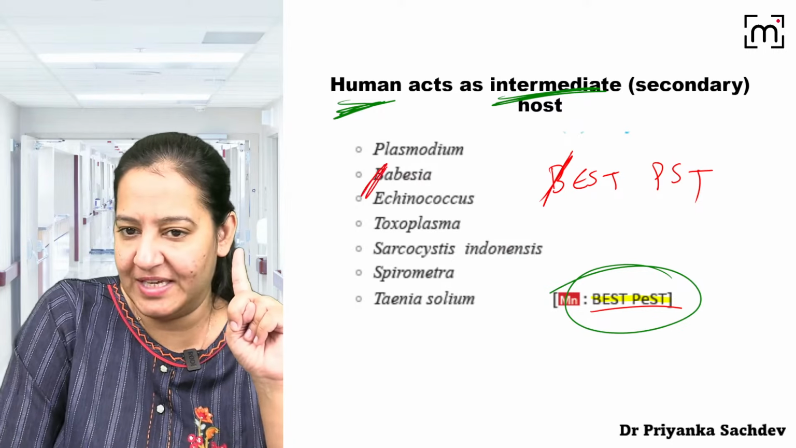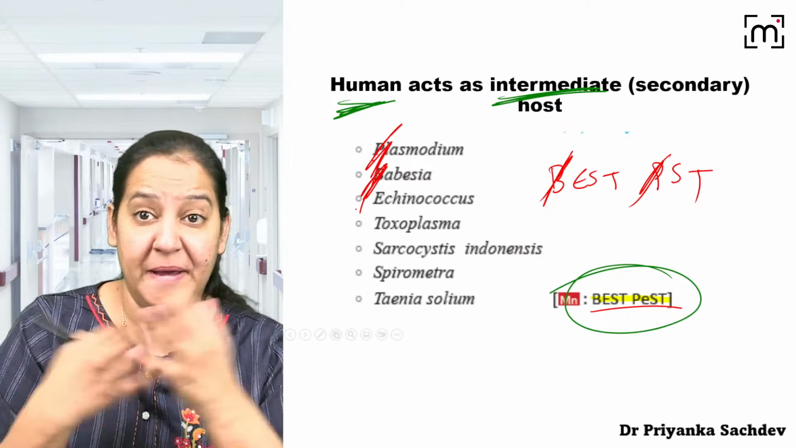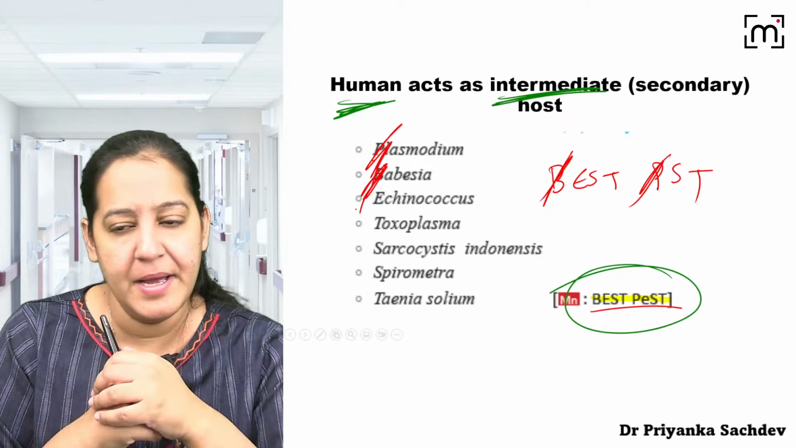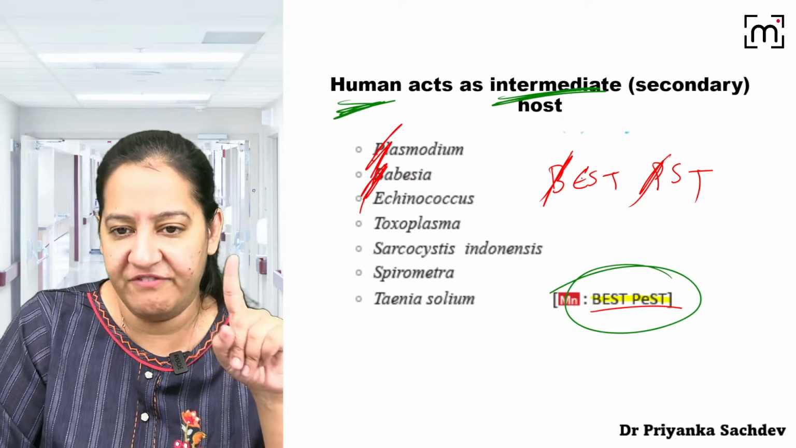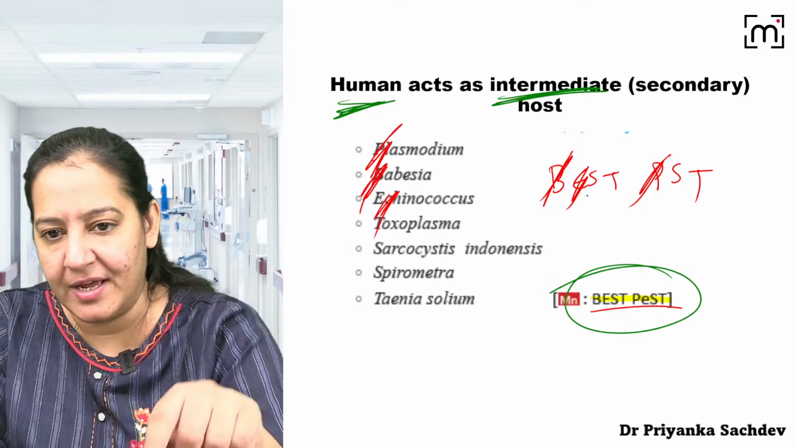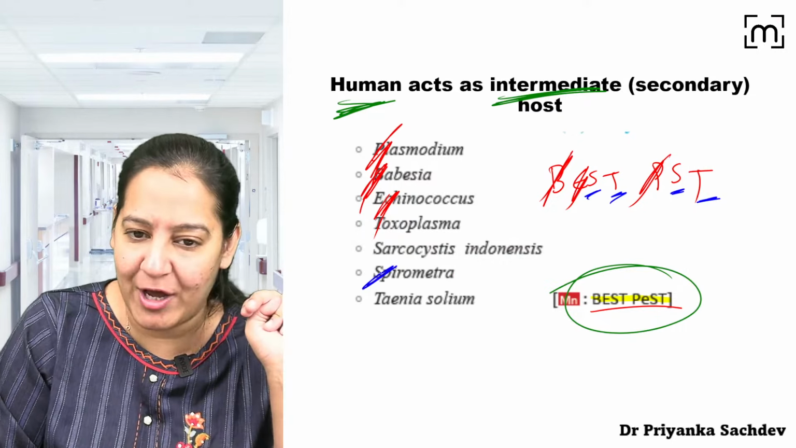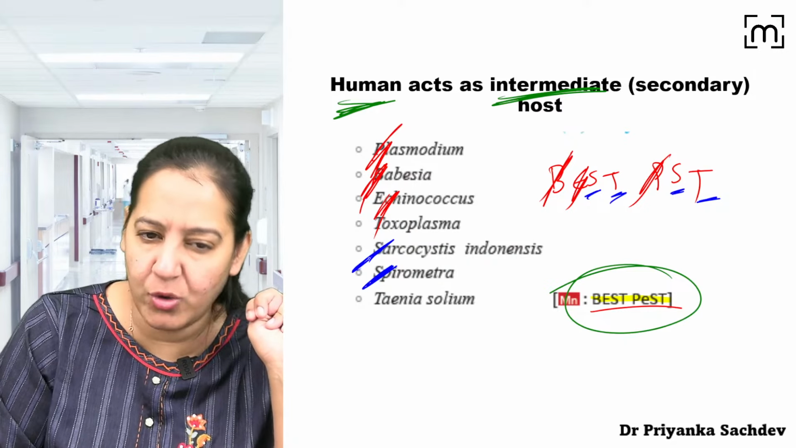B stands for Babesia, right? P stands for Plasmodium. I can learn these two together. Babesia, Plasmodium, same category. 1E is Echinococcus. Now there are 2S and 2T. Can you see? The 2S are Spirometra and Sarcocystis.